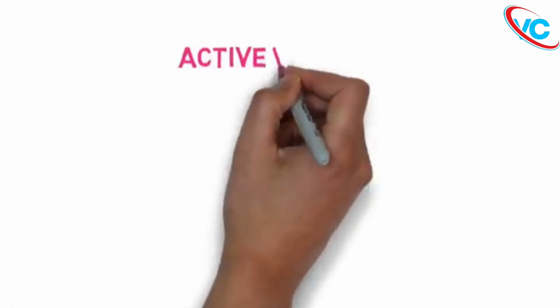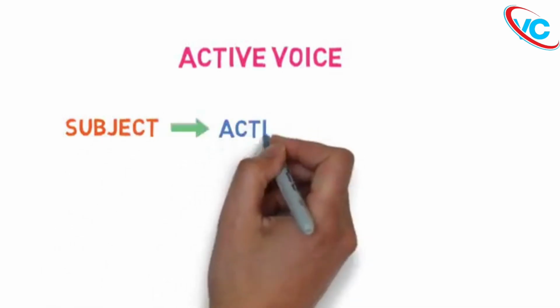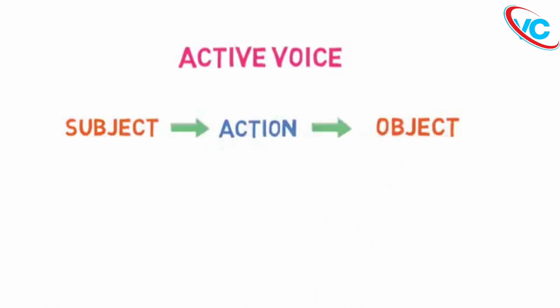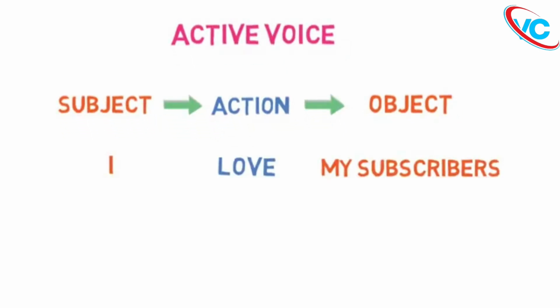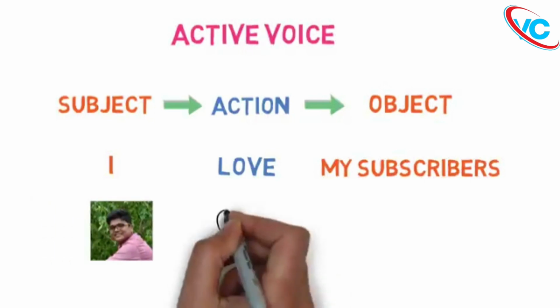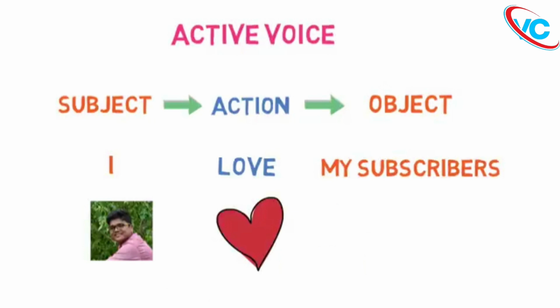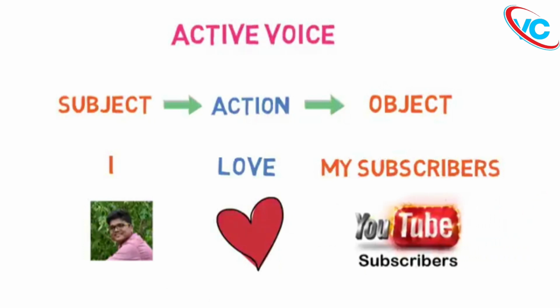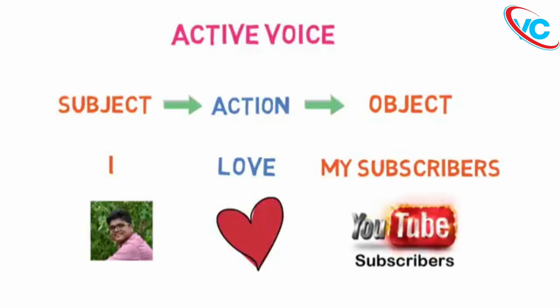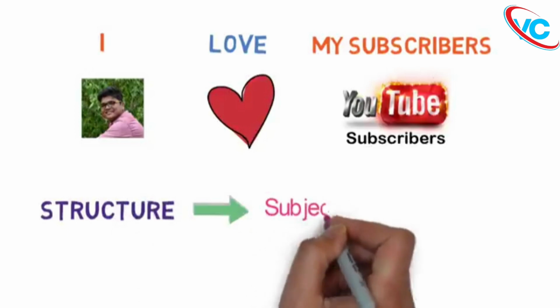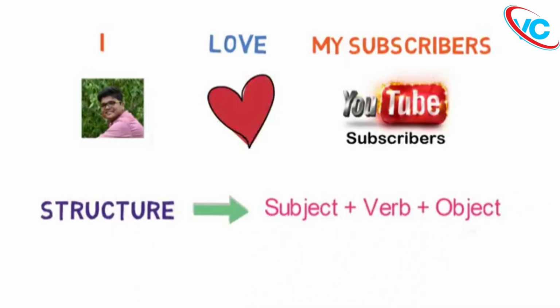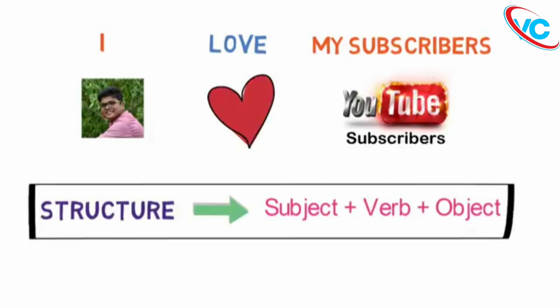So what exactly is an active voice? In active voice, the subject performs the action and the object receives the action. For example, I love my subscribers. So here I is the subject and what is the action? It's love. And who is at the receiving end? It's you, the subscribers. So in active sentences, the sentence structure is straightforward: subject plus verb plus object. Please remember this structure properly.